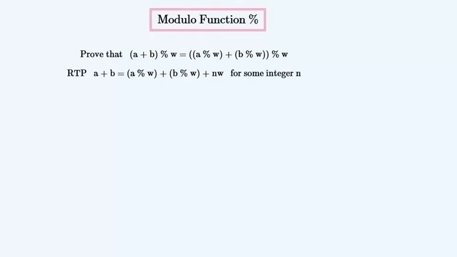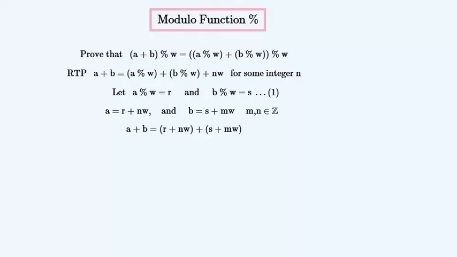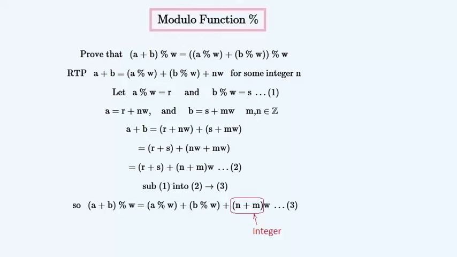In order to prove this, we only need to prove this statement, that the difference between these two expressions is a multiple of w. We'll let the remainders of a and b be equal to these numbers. Then we can set a and b to be equal to these expressions. When we add a and b together, we'll get this expression. We can manipulate the multiples of w to be together on one side of this equation. We can then factor out the w.